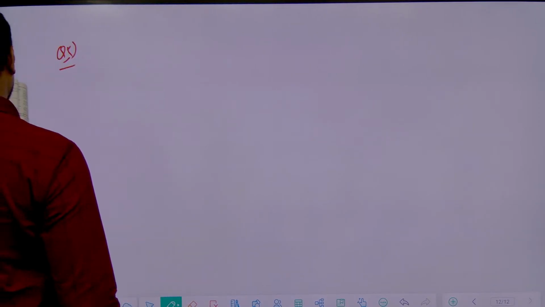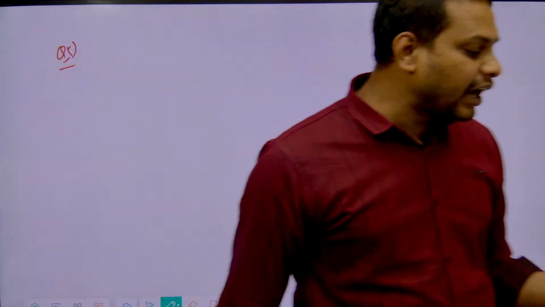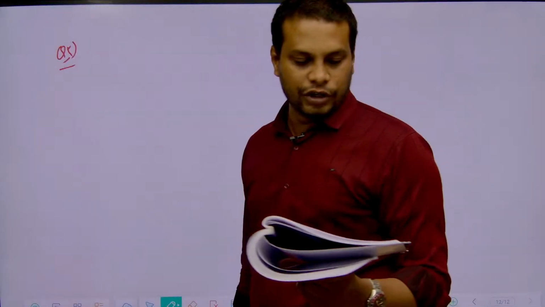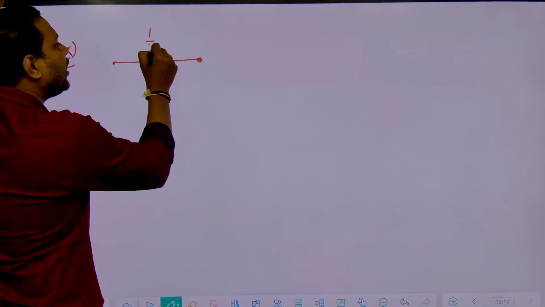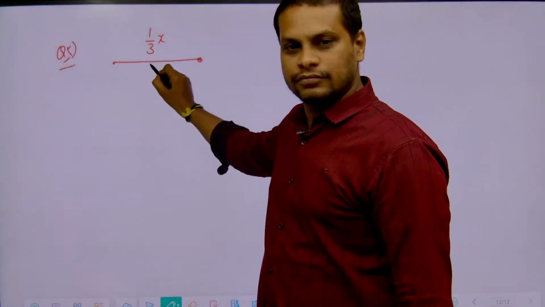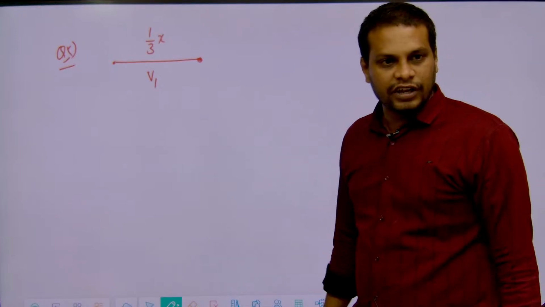Question number 5. A body covers 1/3 of the distance with a velocity v1, the second 1/3 of the distance with velocity v2, and the last 1/3 of the distance with velocity v3. Then the average velocity is. In the morning we discussed the average velocity topic. Do you remember? Average speed and average velocity. The question here is on that same topic. The first 1/3 of the distance I'll take as 1/3 x, with velocity v1. Read the next statement.